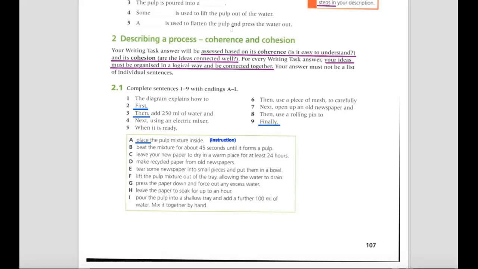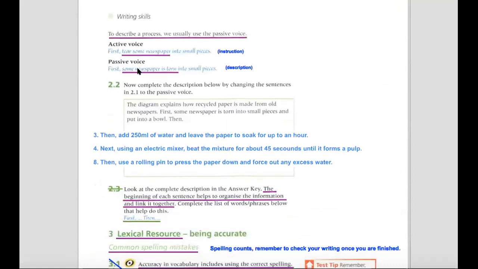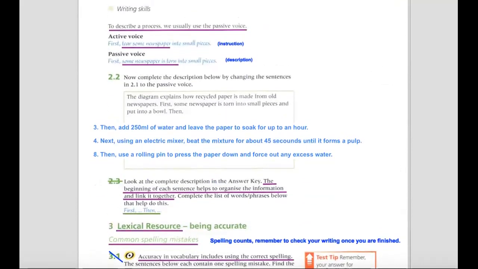All right, but let's have a look at the grammar or the sentence structure that we can use. So the sentences that we just looked at are similar to this over here. First, tear some newspaper into small strips. So this sentence, it starts with first, but then the next word is a verb, and it's the verb infinitive. Okay, so just the first form of the verb. And then after the verb comes the noun. So this type of sentence where we start with a verb is an instruction sentence. You're telling somebody what to do.